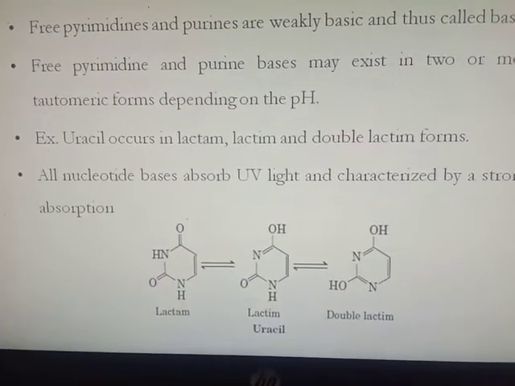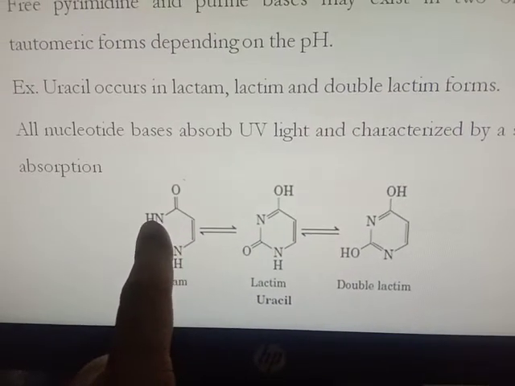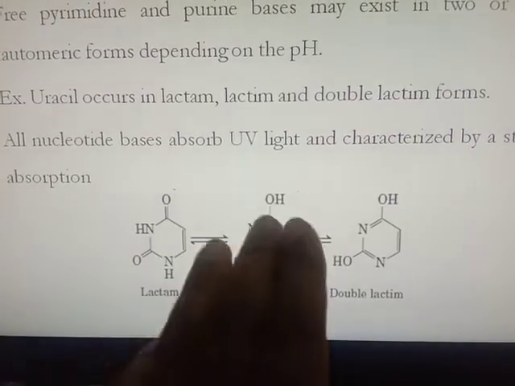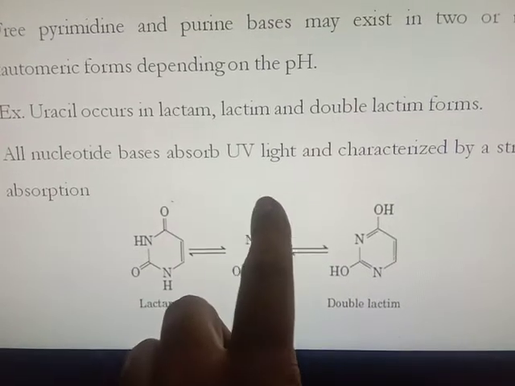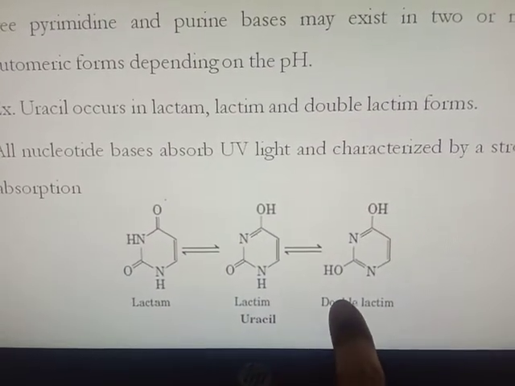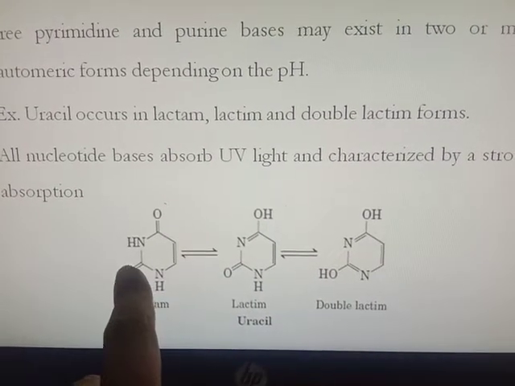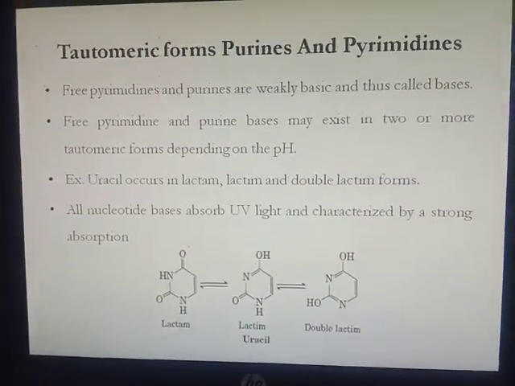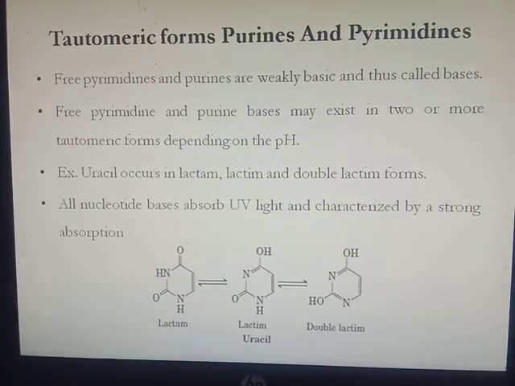So now we will discuss the tautomerism. Here, if you see, hydrogen is linked to the nitrogen, but depending on a change in the pH, this hydrogen shifts from one atom to another. Here it is shifted to oxygen, in the lactim form. Whereas in the double lactim form, the second hydrogen also shifts from its atom to another atom. Means double tautomerism can take place in purines and pyrimidines.